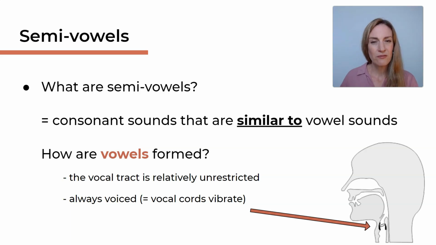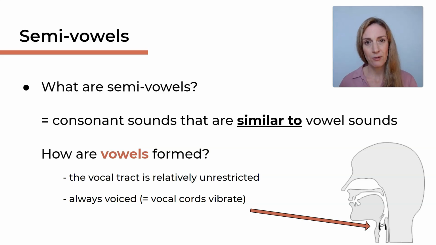Now, let's have a look, first of all, at how vowels are formed, because then you can see how they fit right nicely in the middle between the two. So vowels are usually formed because the vocal tract is usually relatively unrestricted. So there's no closure, there's no air turbulence, no air friction that we can hear. So e, o. So usually the vocal tract is relatively unrestricted, quite open, and also all of the vowel sounds are voiced, always. So that means our vocal cords always vibrate when we produce a vowel sound. So that is really important to remember.